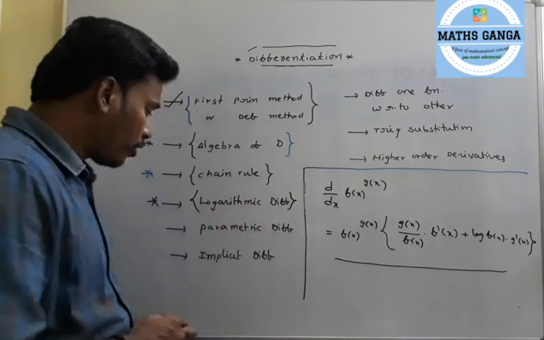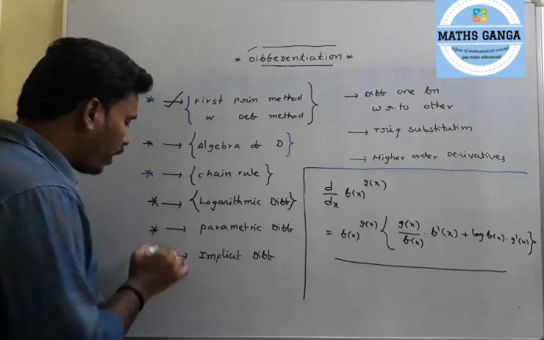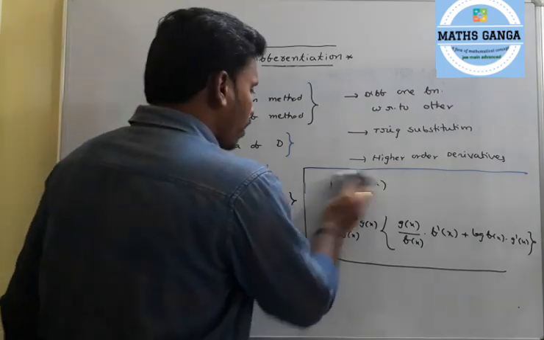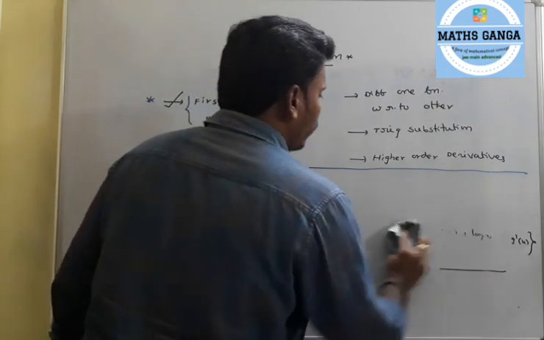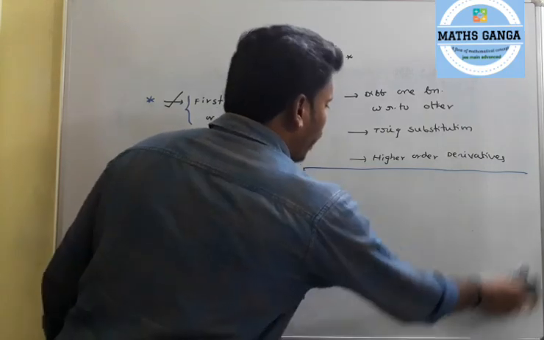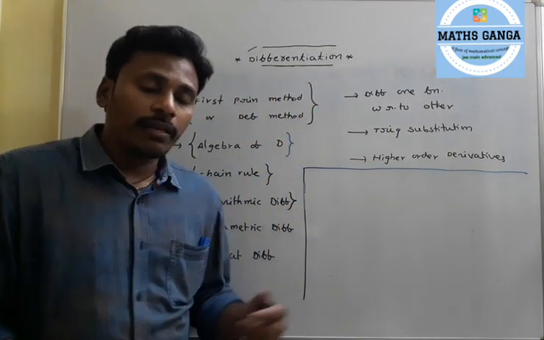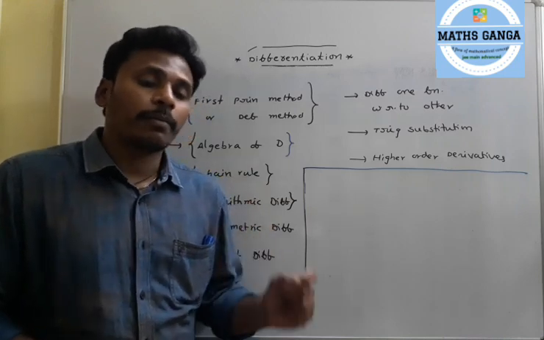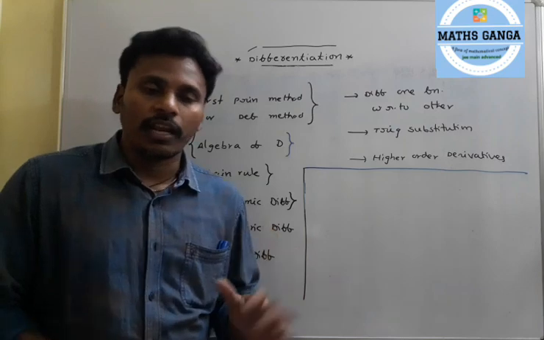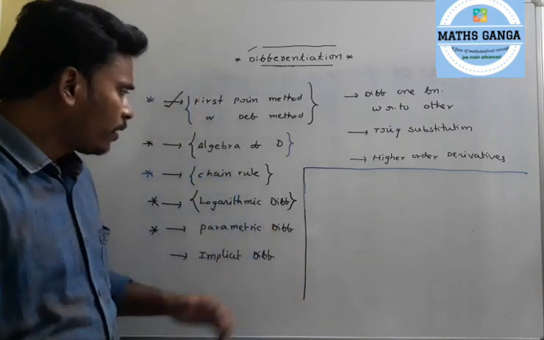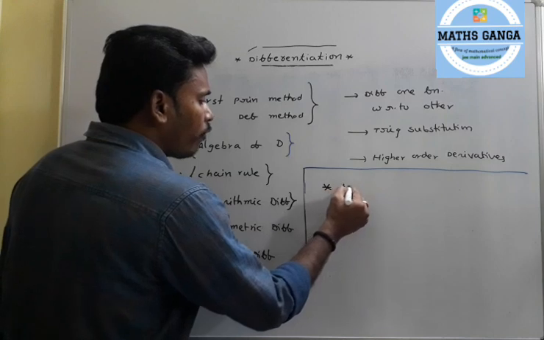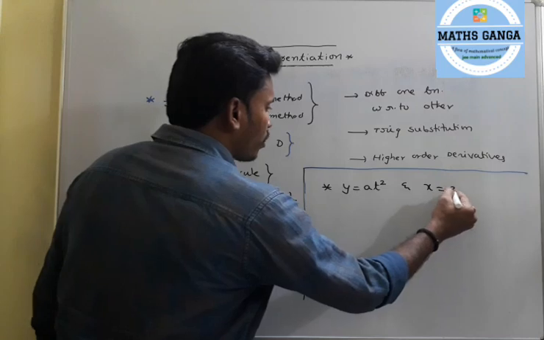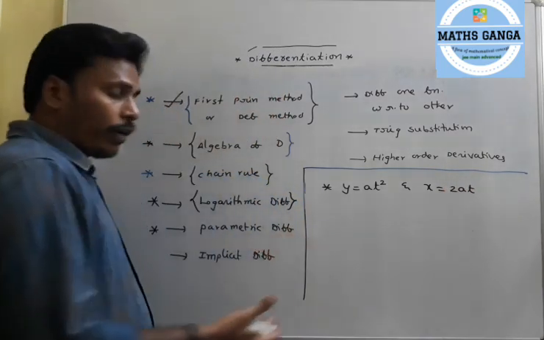After this logarithmic differentiation, we need to concentrate on parametric differentiation. What is parametric differentiation? As we discussed, parametric differentiation means we need to find dy by dx at the end. But here, the variables x and y are not directly connected. They are connected with some other parameter, which you may call t, or theta, like that. Suppose you have a problem like this: y is equal to a t square and x is equal to 2 a t, and we need to find dy by dx.